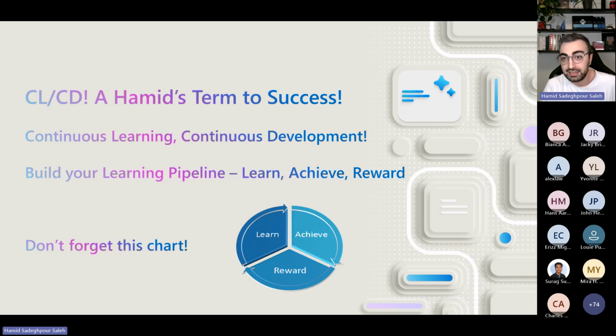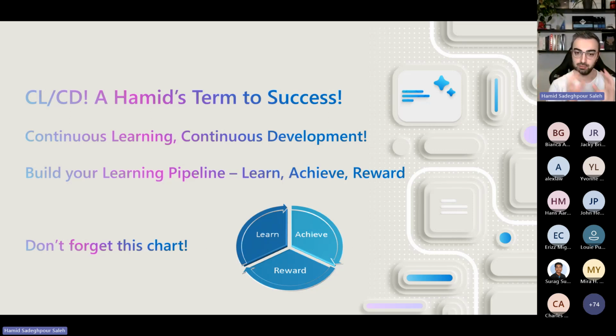CLCD, Ahmed's term to success. I really love to mention it now because, as mentioned at the start of the session, I've realized that it helped many people to get success, to create some kind of learning journey and learning habits for themselves. So continuous learning, continuous development. Just learn and apply it. What does it mean? Learn, achieve, reward. So do not forget the cycle.